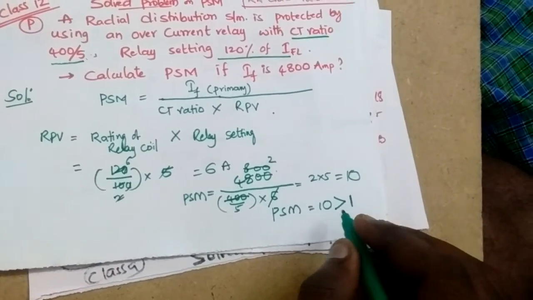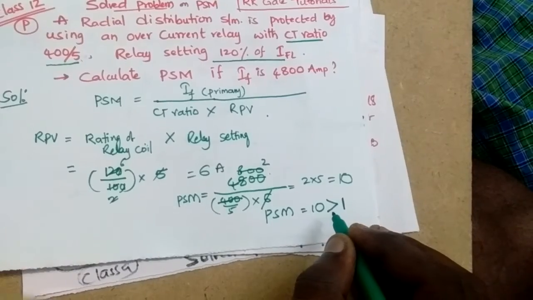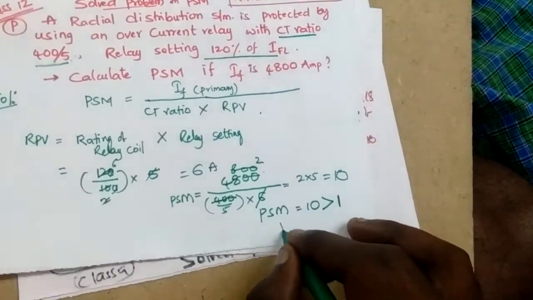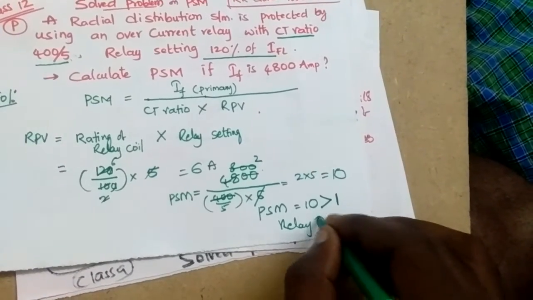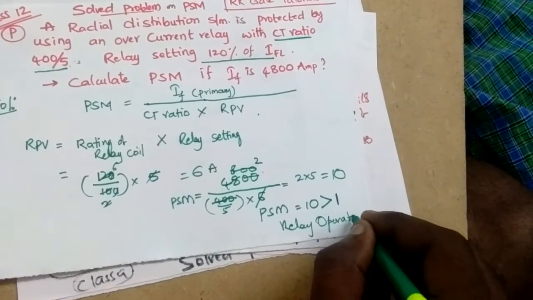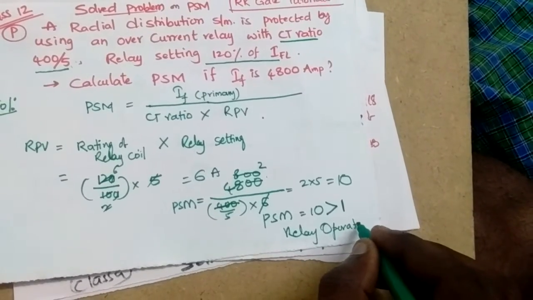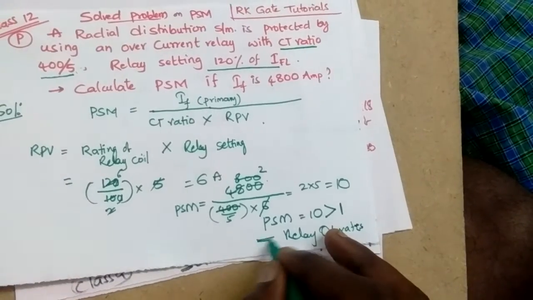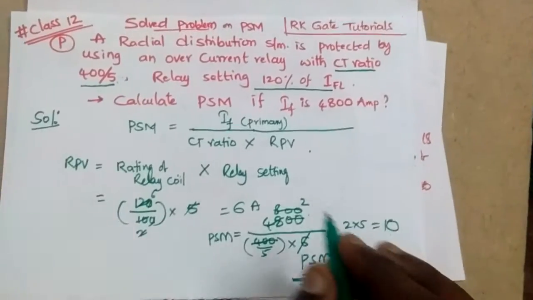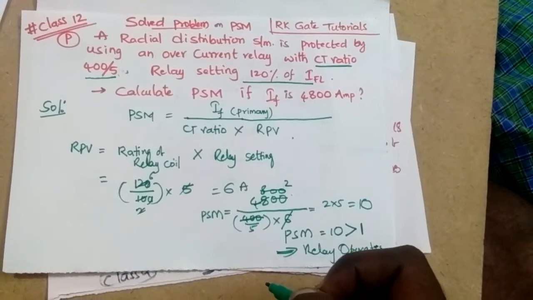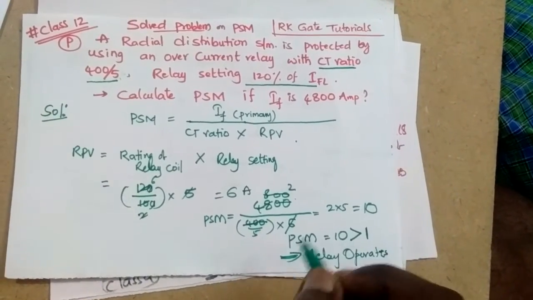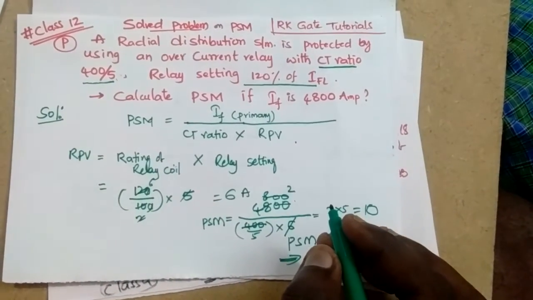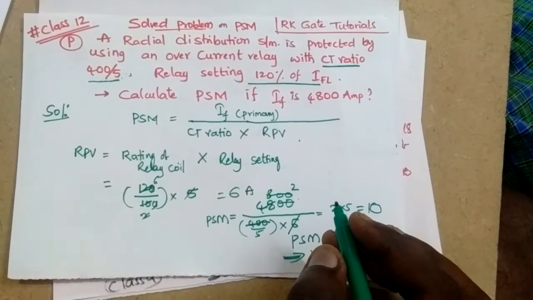So in the previous class we have already studied that if the PSM is greater than 1, what consequence will take place? So simple, the relay will operate, that's all. The relay operates. So this is the calculation of plug setting multiplier using the previous class formula which I explained, and we will work out some more problems in the next class.